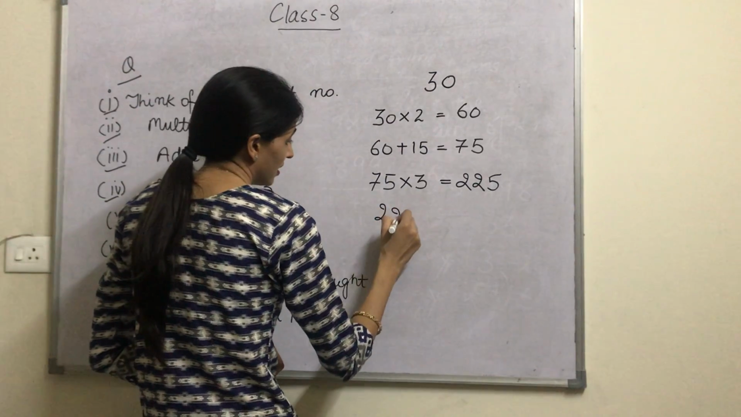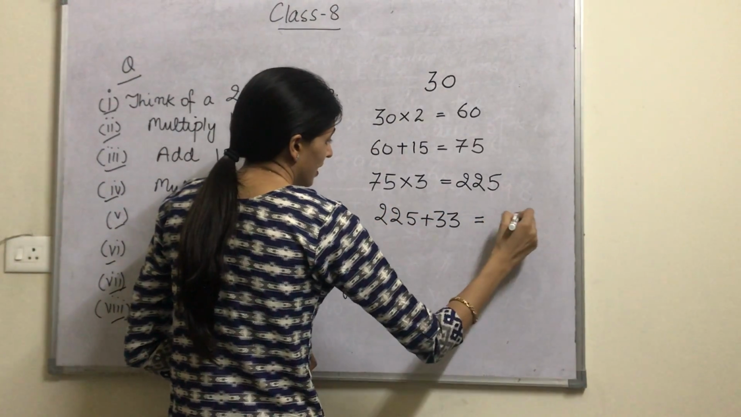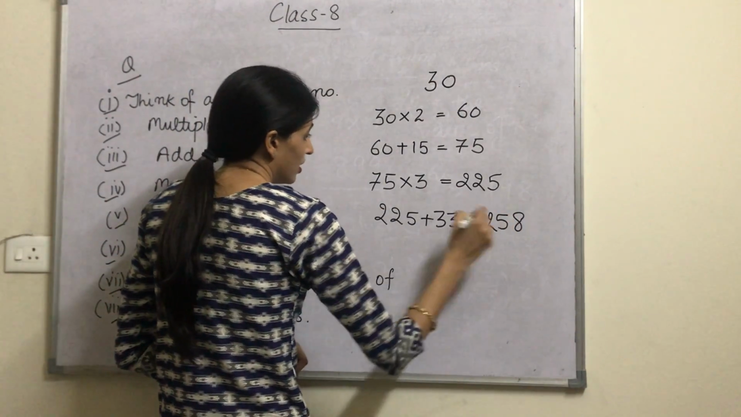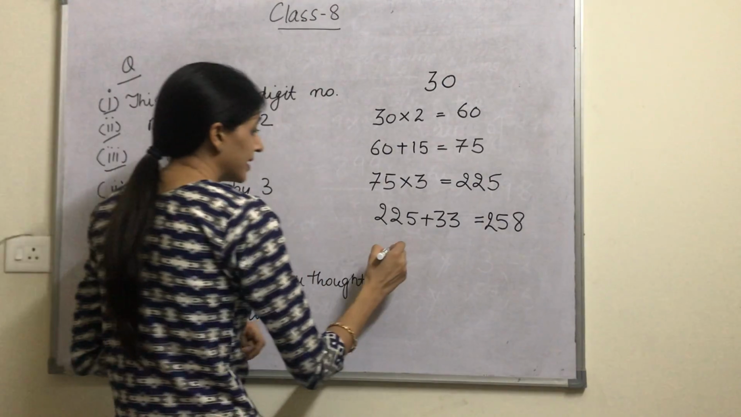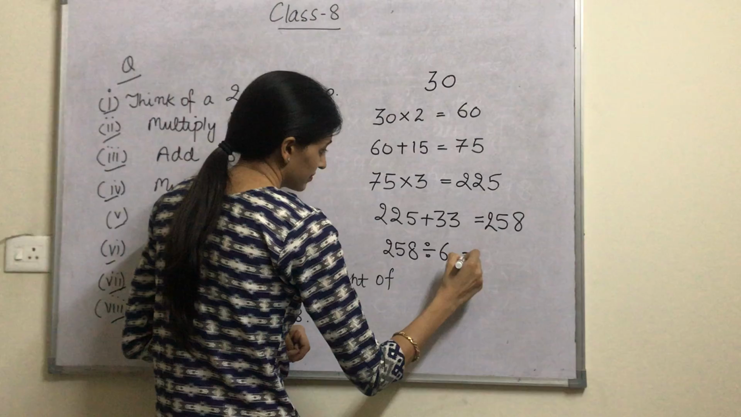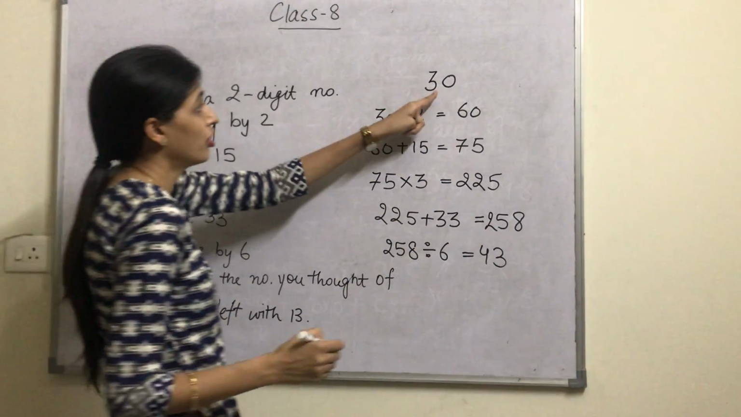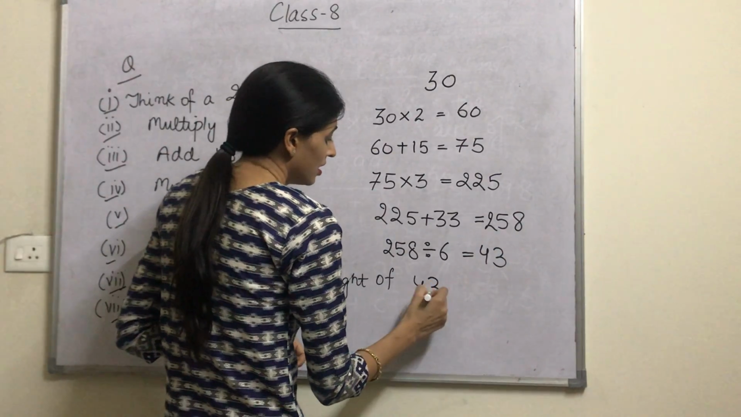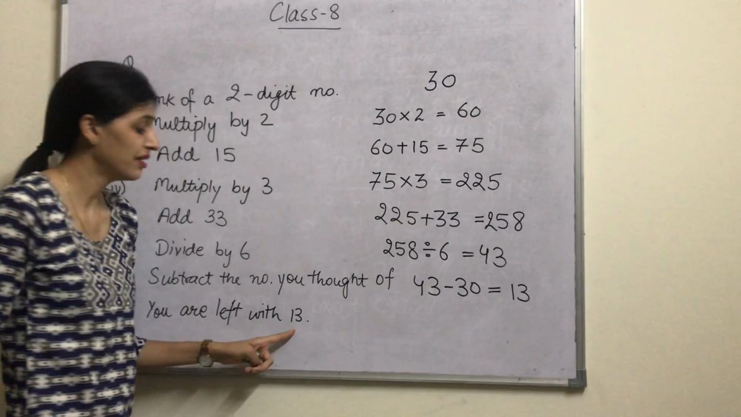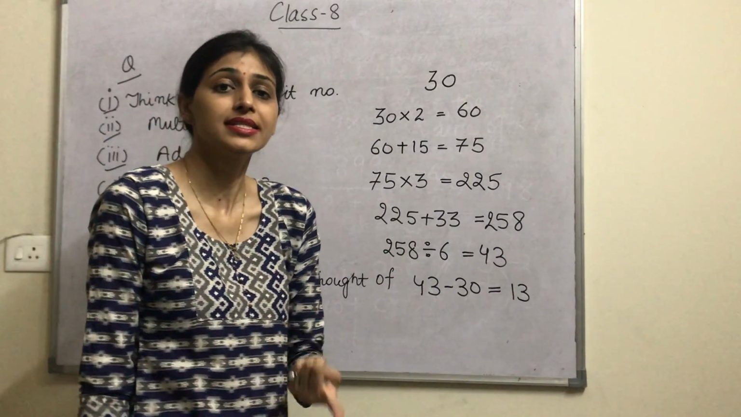Add 33. 225 plus 33, 258. Divide by 6. Subtract the number you thought of. We thought of 30. Subtract, we are left with 13, which is the number they have already said.